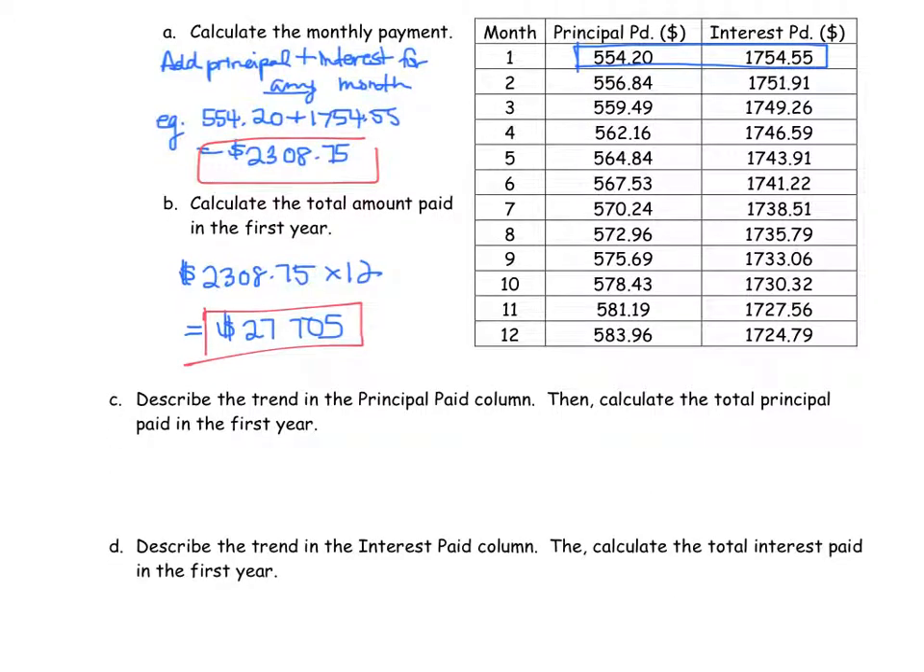Now it says describe the trend in the principal paid column. If you look down your principal paid column, you'll see that the amount of principal you're paying is slowly increasing. In the first month, you paid $554.20, and by the end of the year, out of your 12th payment, you're paying $583.96 towards the principal. So the principal paid is increasing slightly.